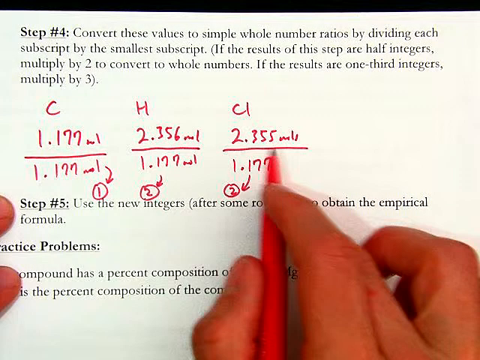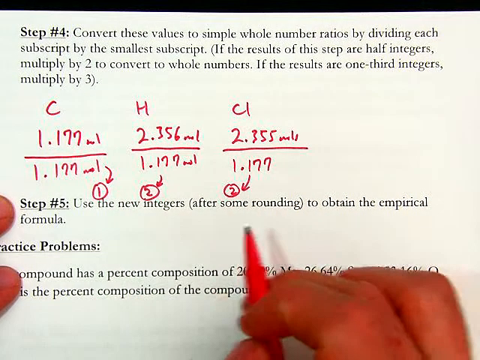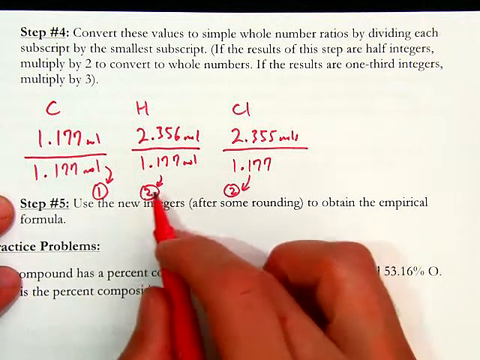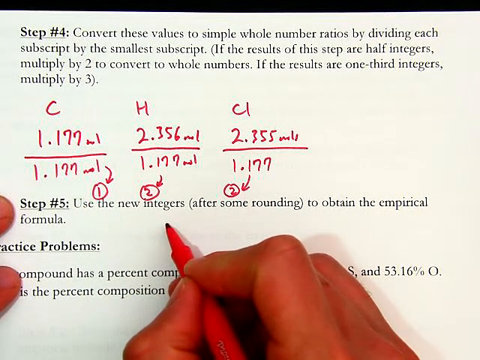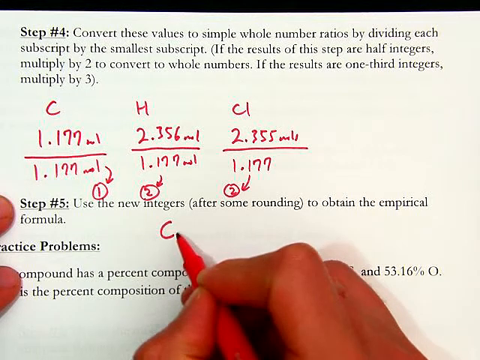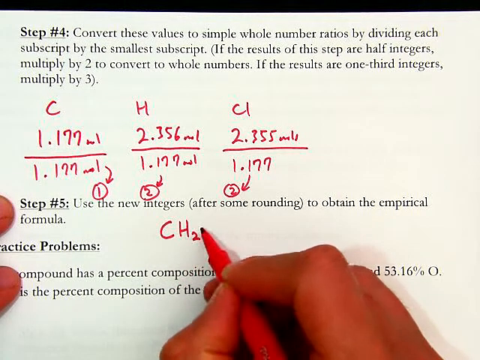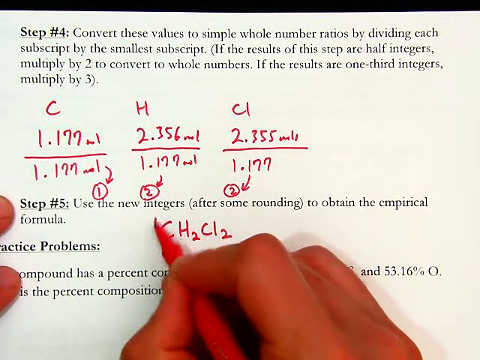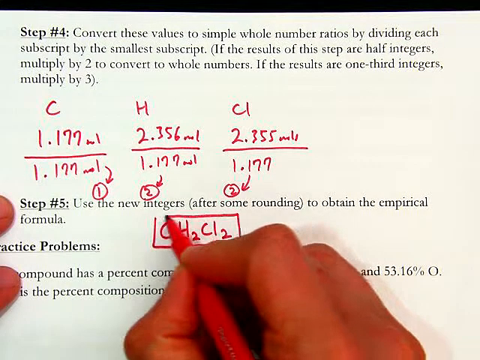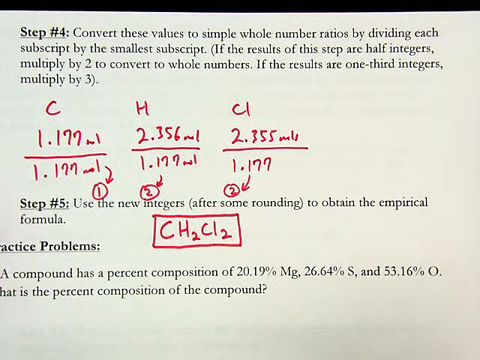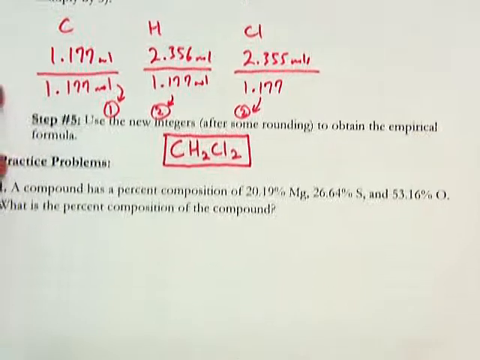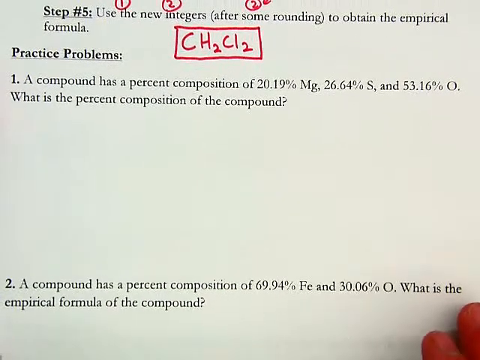So by dividing them all by the smallest one, it turns them into integers. That's 1 carbon, 2 hydrogens, and 2 chlorines. So our empirical formula is CH2Cl2. 1 carbon, 2 hydrogens, 2 chlorines. That's our empirical formula. Pretty cool, right? These are fun. Kids usually like doing these empirical formula problems from percent composition. So let's do a couple more.